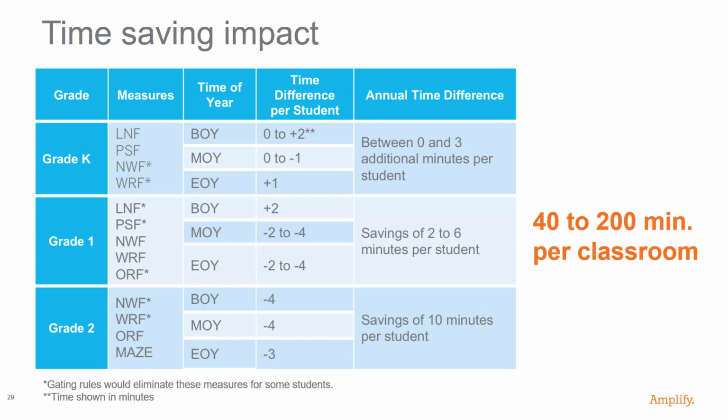Ms. Jacobs will also save a lot of time while assessing her students. Because of changes to DIBELS 8th edition, such as gating and adaptability, and the fact that students only read one passage for ORF, she can save up to 200 minutes while assessing her class.